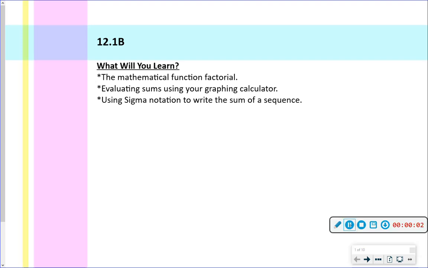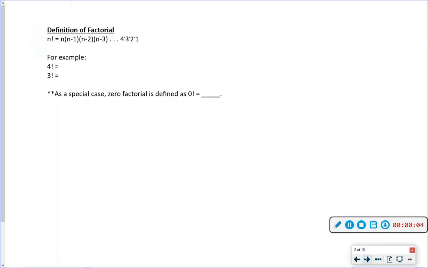Sigma notation was the E-looking Greek letter. So let's do it. So factorial. You will see in some of these sequences they will have a factorial. Now, it looks like an exclamation point.